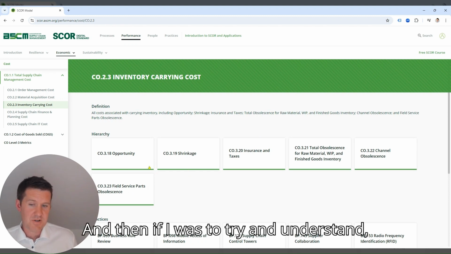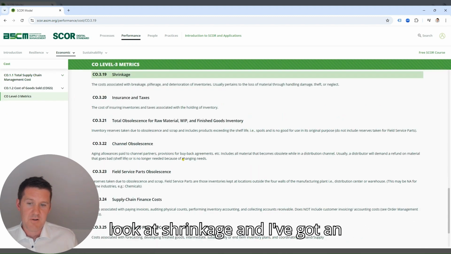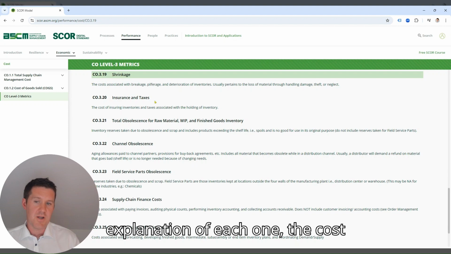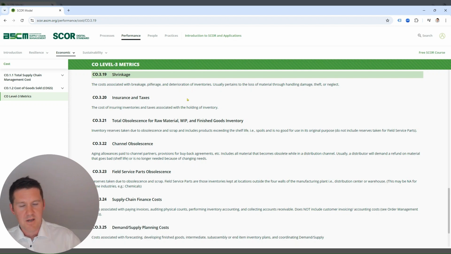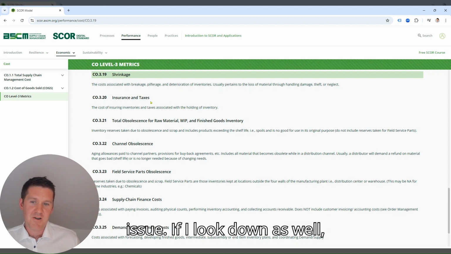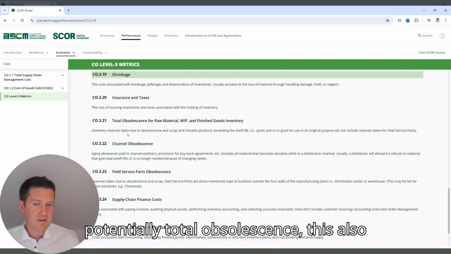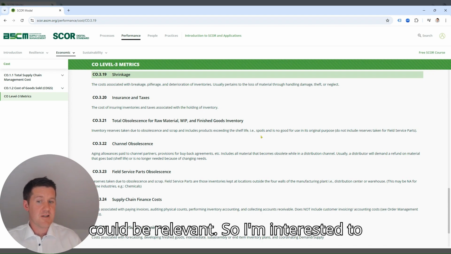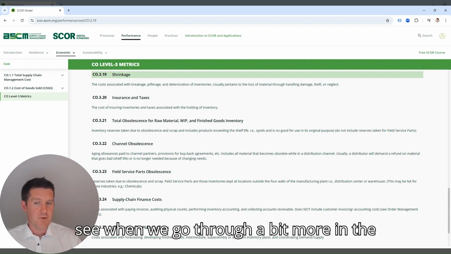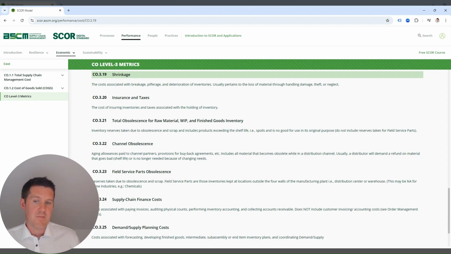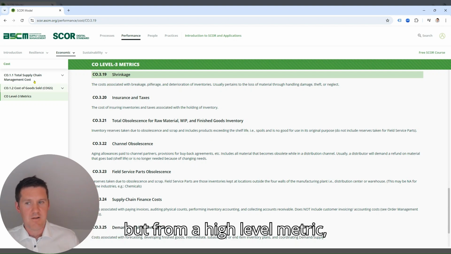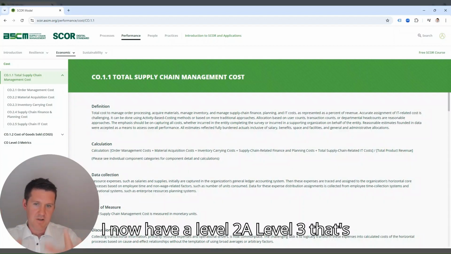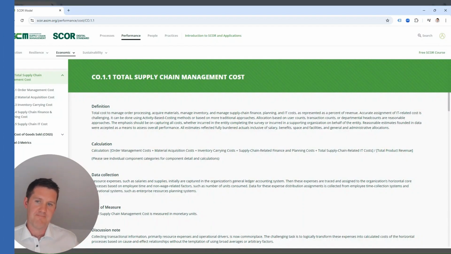And then if I was to try and understand, well, what do these mean? So if I was to look at shrinkage, and I've got an explanation of each one, the costs associated with breakage, pilferage, deterioration of inventories. So I think this is a key one for our metric that we're looking at, our issue. If I look down as well, potentially total obsolescence, this also could be relevant. So I'm interested to see when we go through a bit more in the detail and build up the information. These are probably the areas that are going to give me the most information. But from a high level metric, I now have a level 2, a level 3 that's relevant for this topic.